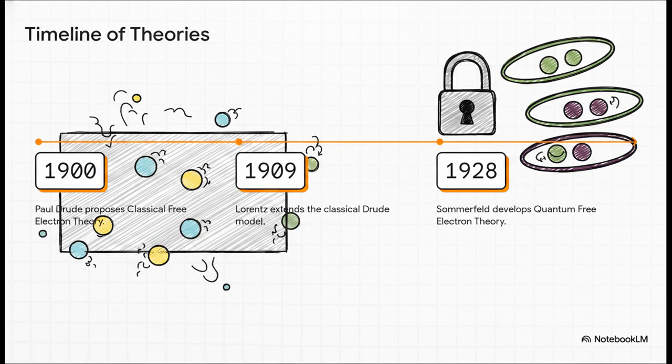But as science evolved, we get to 1928. Sommerfeld introduces the quantum free electron theory. This was a real game changer because it brought in Pauli's exclusion principle, strictly stating that no more than 2 electrons could occupy the exact same orbital.